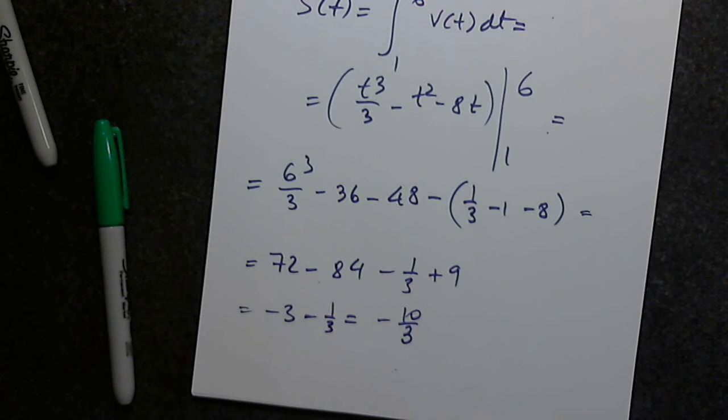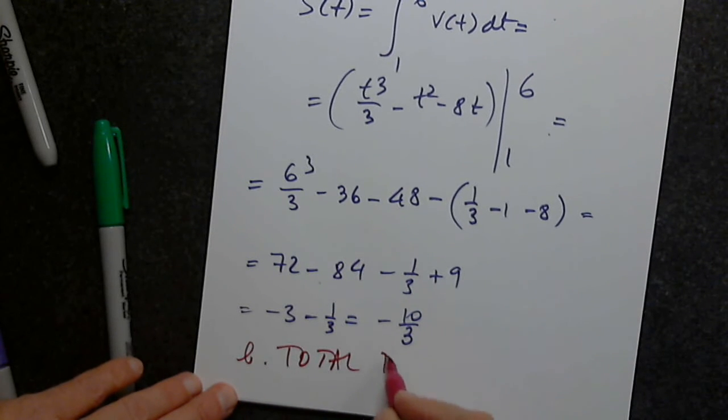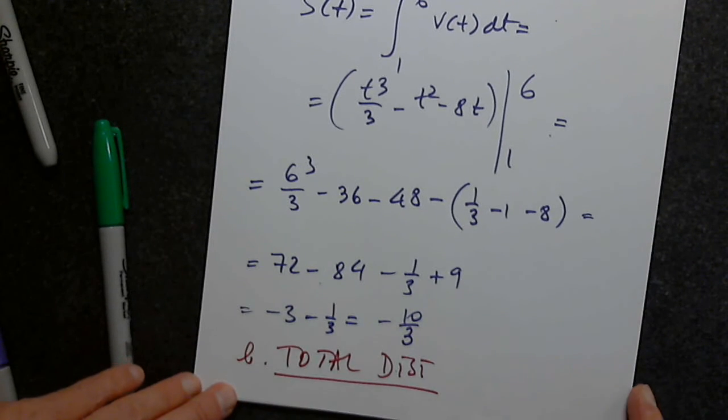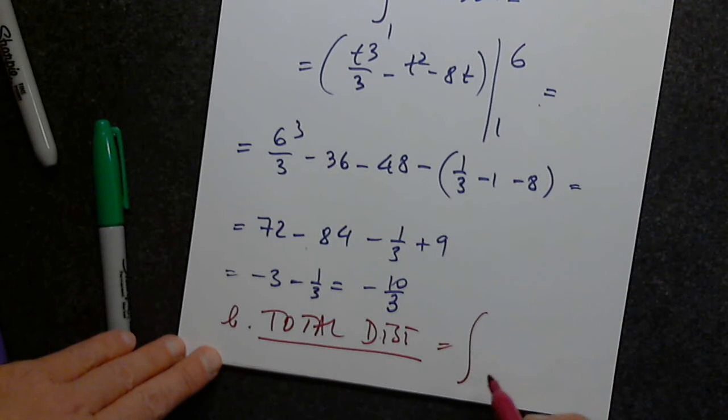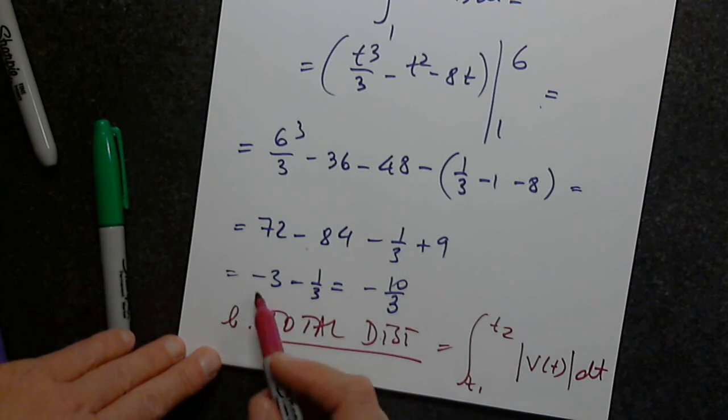Now we're also asked to find the total distance covered by the particle. In other words, we have to accumulate the distance as we did a long time ago in chapter 3, I believe it was, with that particle and the velocity and acceleration, etc. But this time, when we are asked in part B to find the total distance, it is the integral, in general from t1 to t2, of the absolute value of v of t dt.